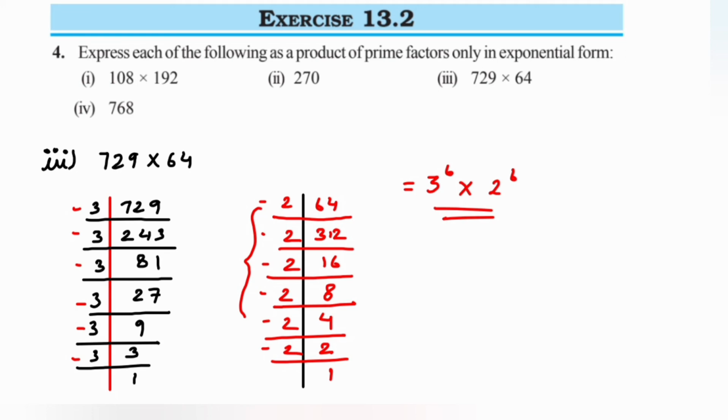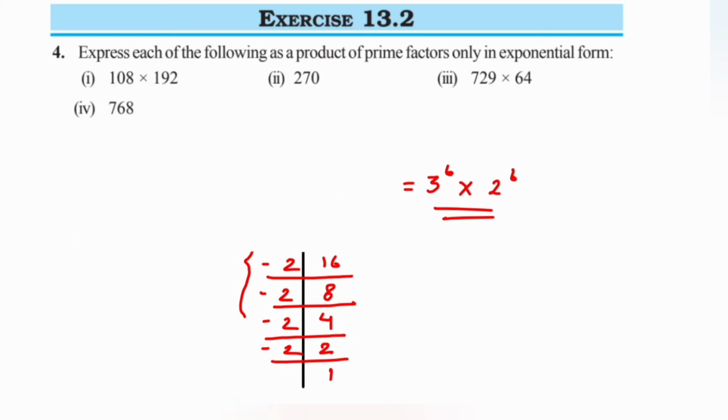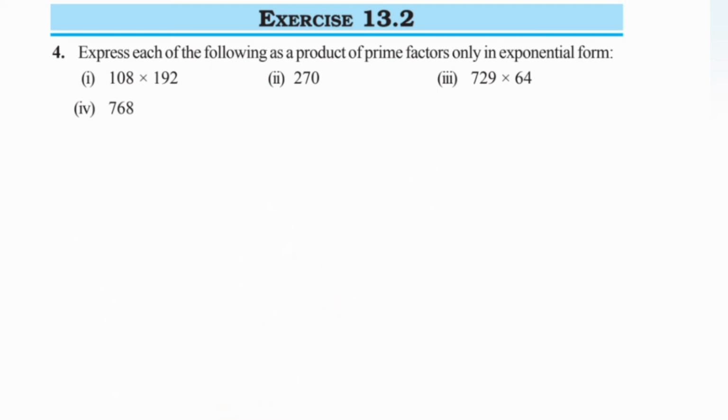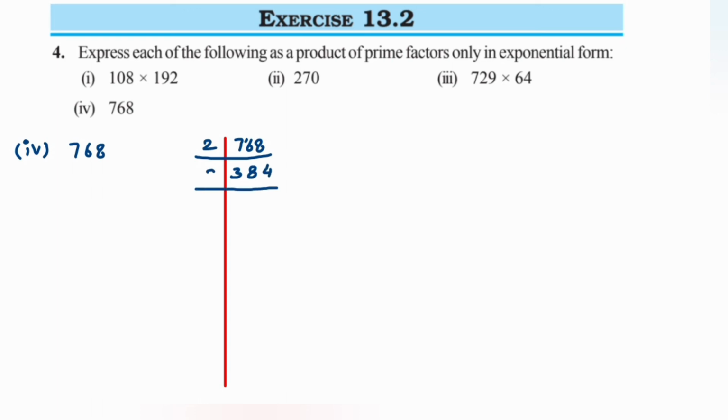Now the last question is 768. So we have 768 here. 768 is an even number. We'll take 2 as the first prime factor. Then 2 3s are 6. 1 is a remainder. It makes 16. 2 8s are 16, and then 2 4s are 8. Again 2, 2 1s are 2.